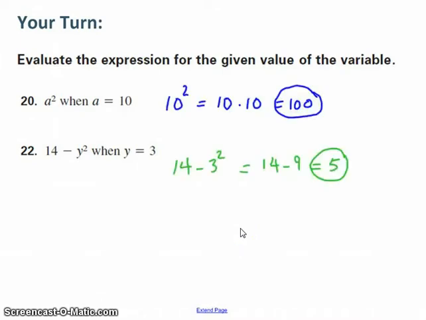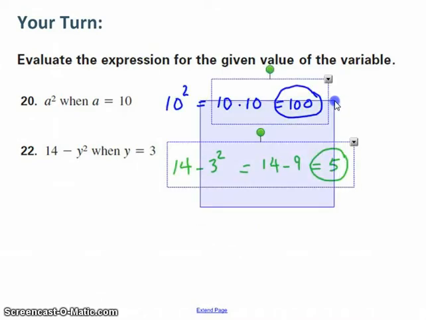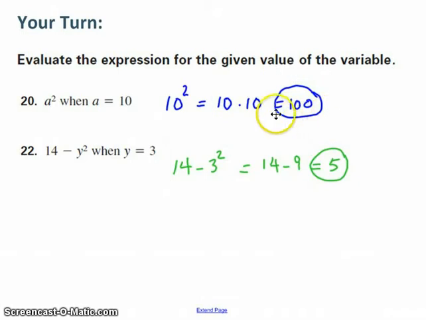Okay, I'm going to assume you did that. I'm going to jump straight to the answers. The answer for 20 is 100. The answer for 22 is 5. But let's see why. A squared became 10 squared. Well, 10 squared is 10 times 10, which is 100. When I plugged 3 in for y, I got 14 minus 3 squared.